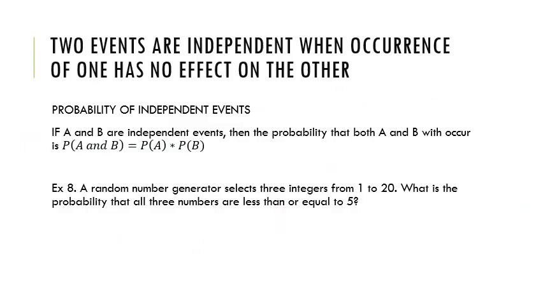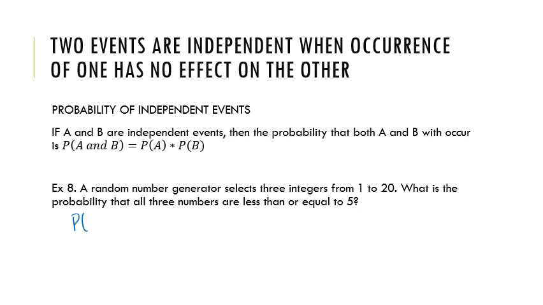All right, so next we're going to talk about independent events, and that's when they have no effect on each other. So if two events are independent, then the probability of A and B is going to be probability of A times probability of B. So example number 8 says, a random number generator selects 3 integers from 1 to 20. What is the probability that all 3 numbers are less than or equal to 5?